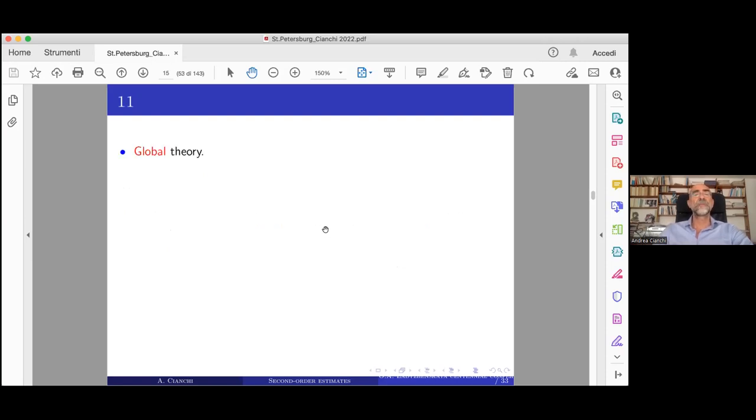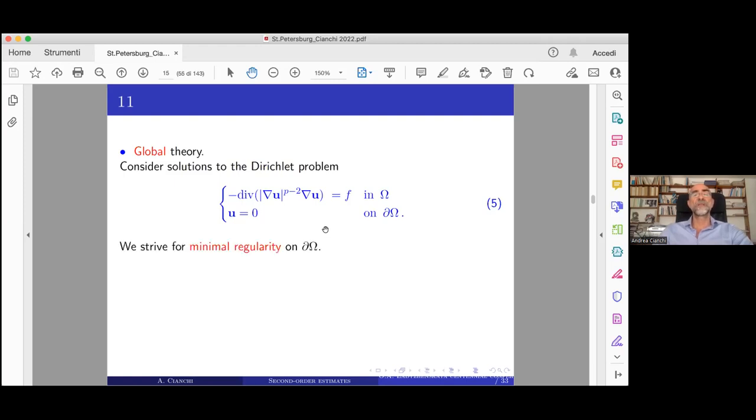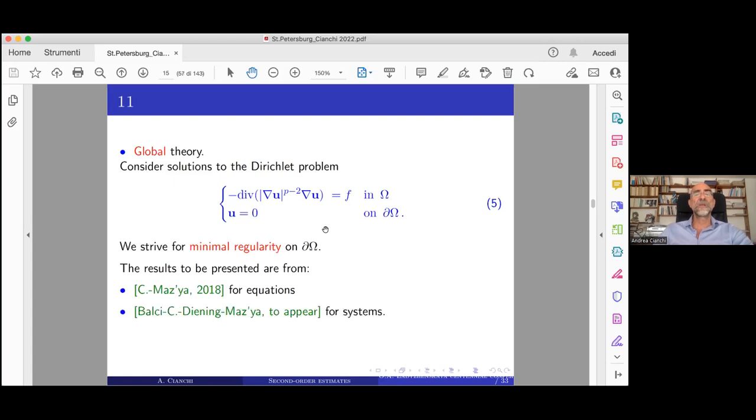Now, let me say something about the global theory, which was the original motivation of our investigation with Ladyzhenskaya and Maz’ya. We were interested in minimal regularity assumptions on the boundary. So now let's say that we have a Dirichlet problem with zero boundary conditions. And as I said, we were looking for minimal regularity on the boundary for second order regularity to hold. Now, the results I'm going to tell you about are contained in this paper with Maz’ya for equations and with Anna Balci and Lars Diening also for systems.